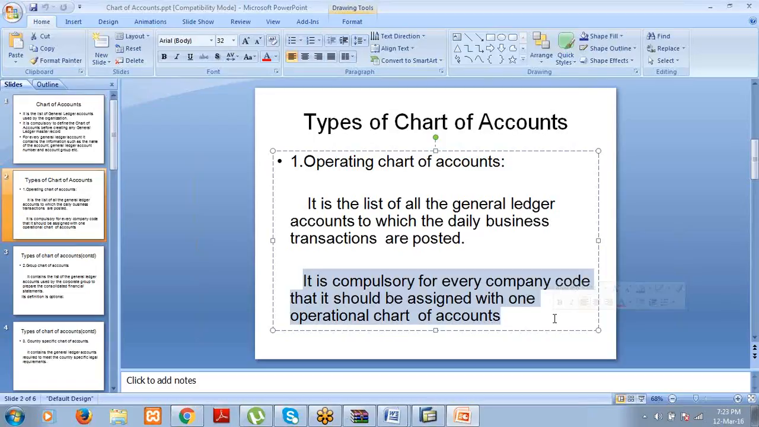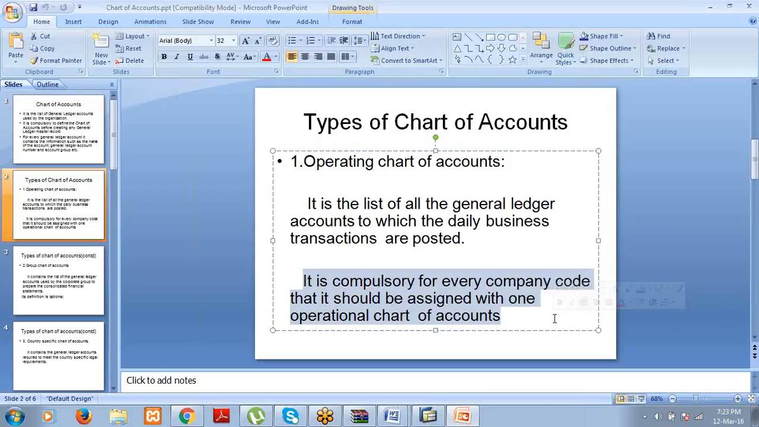Suppose, for example, you are doing business in India. So we have to prepare the financial statements according to the Indian Companies Act 1956. For that, the financial statements are prepared from the operational chart of accounts. It means that in the operational chart of accounts, you maintain all the GL accounts which are necessary to prepare your financial statements according to the legal requirements of the country in which you are doing business.